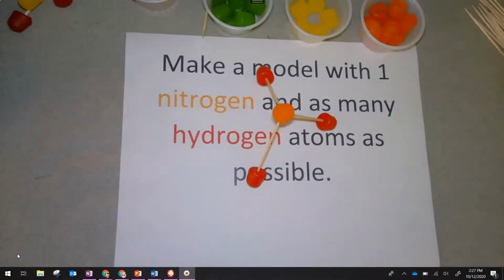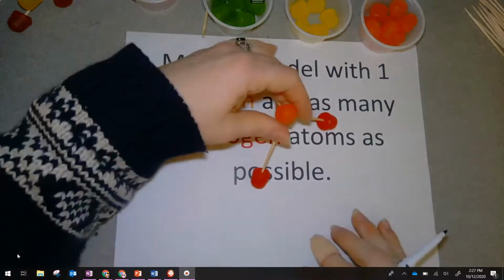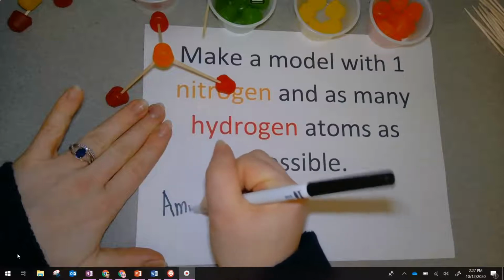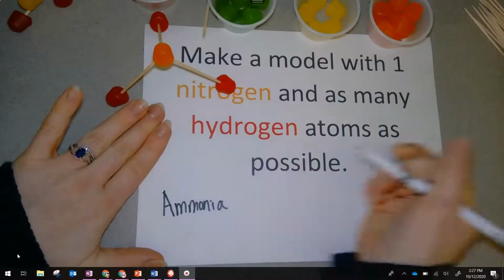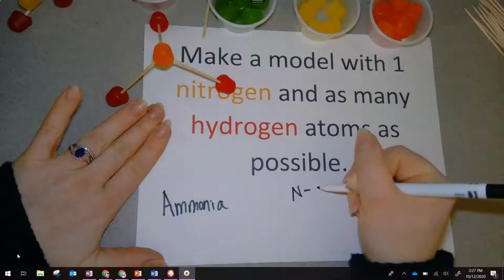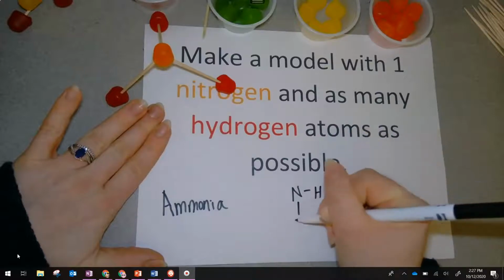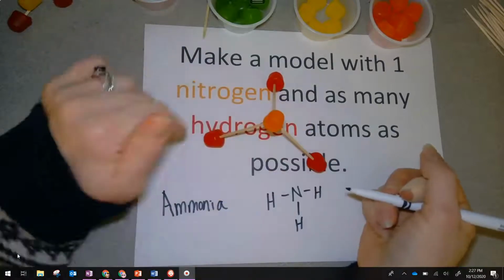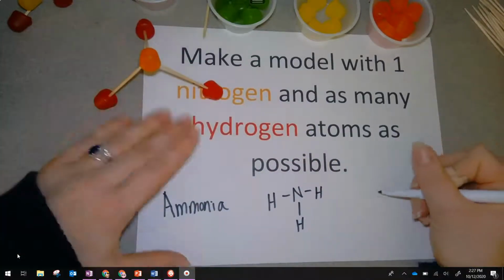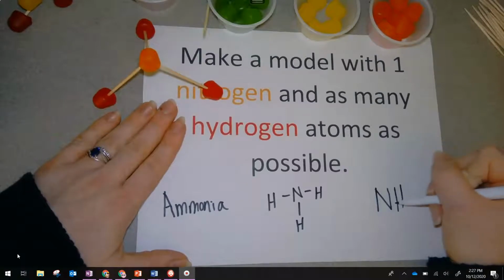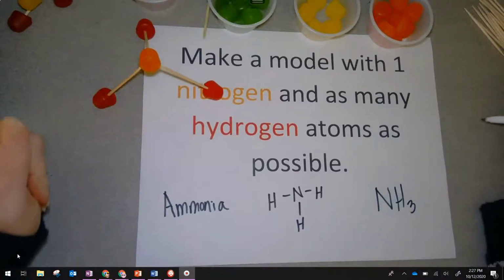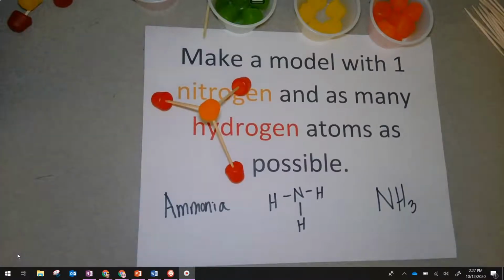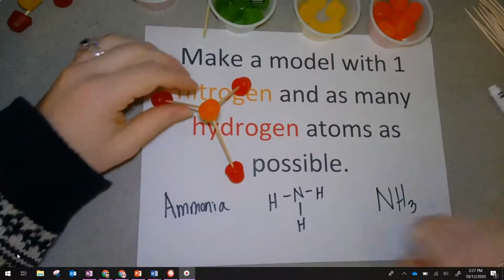This is a model for a substance, a compound called ammonia. So in our notes, we're going to write down that this is called ammonia. And we're going to draw our model here. Nitrogen in the middle with the 3 hydrogens around it. And our formula is NH3. Ammonia is the stuff in Windex that smells gross. Okay.